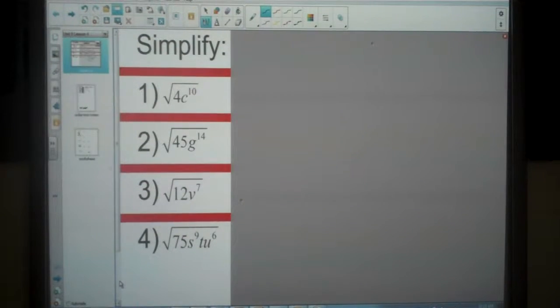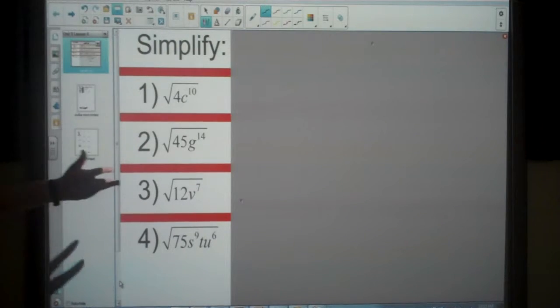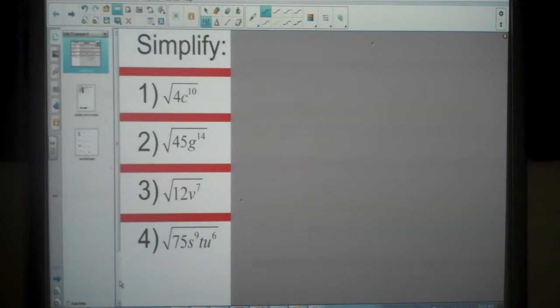So this was the fourth lesson in Unit 9 on radicals, and this was our warm-up today, so you might want to pause the video at this point just to make sure you can remember how to simplify this, because today's lesson is actually going to be simplifying cube roots. So I just want to refresh square roots first.